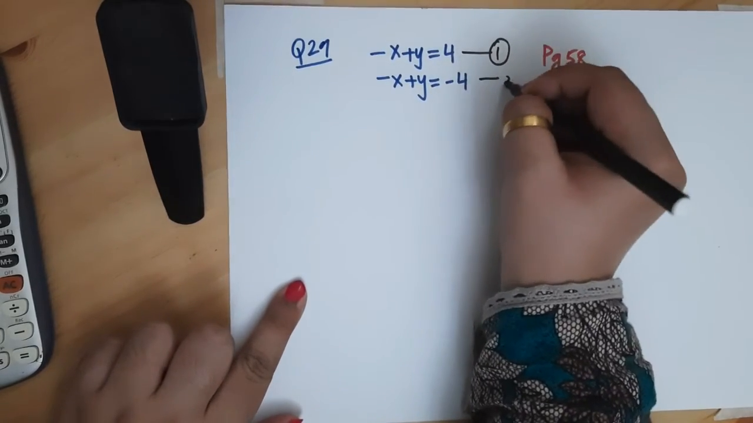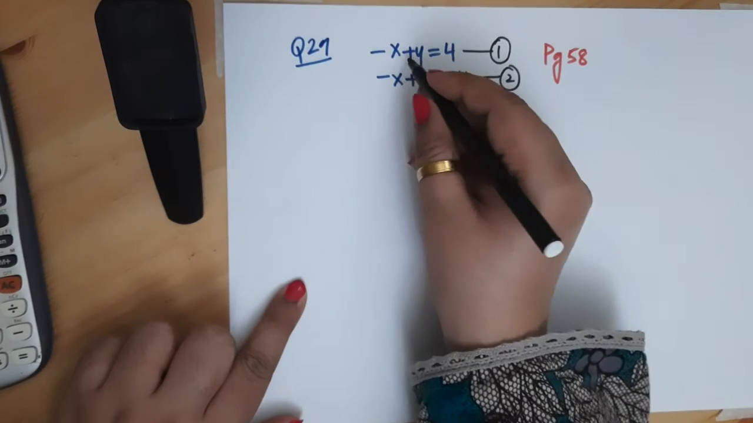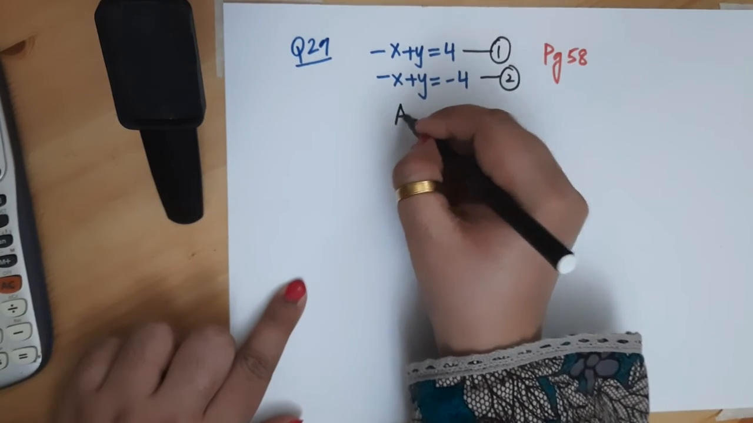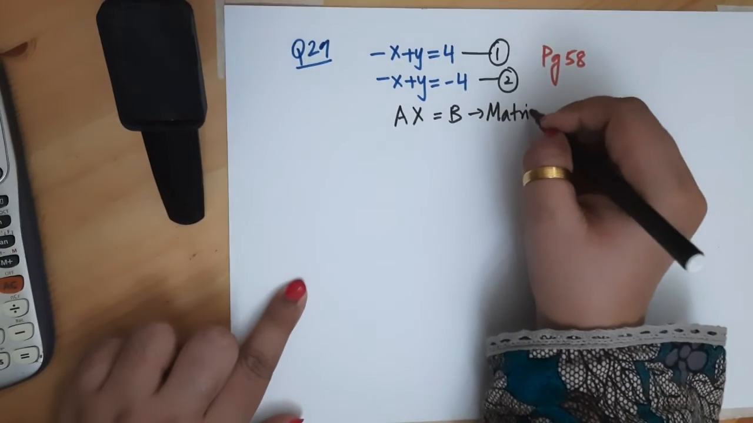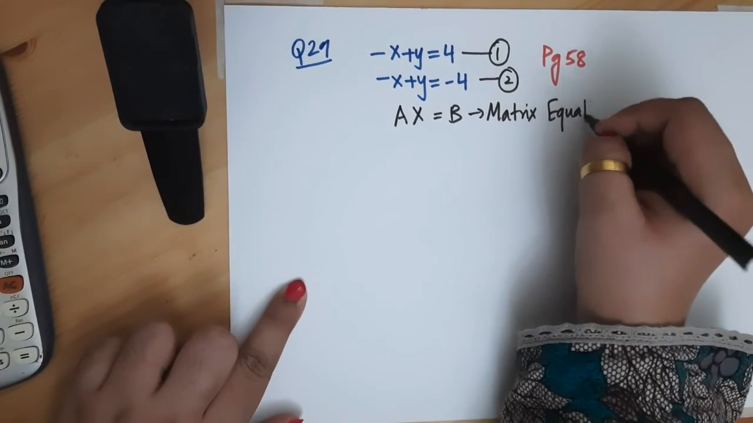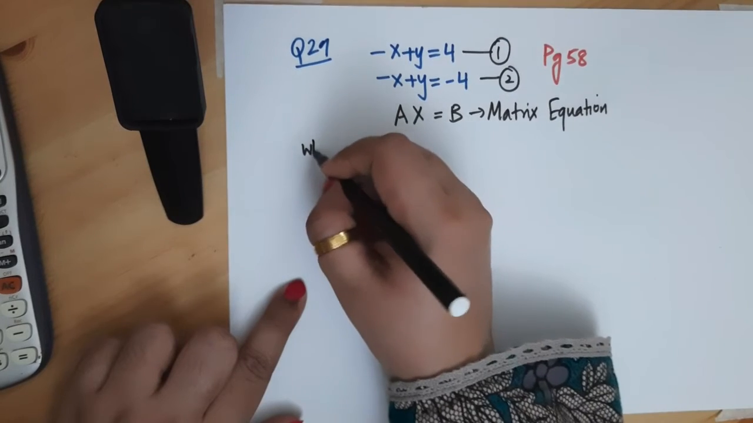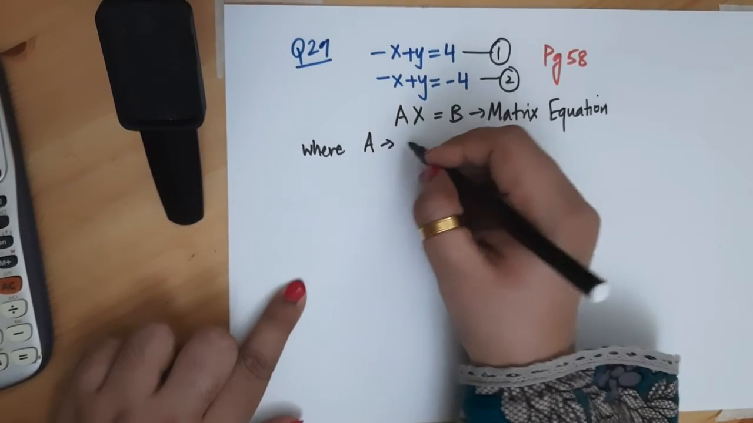Let's now do another question. This is question 27, same page 56. Again, we have two system of equations which can be written in the matrix form or the matrix equation form as Ax equal to B. So let's write the coefficient matrix A and then find its determinant.